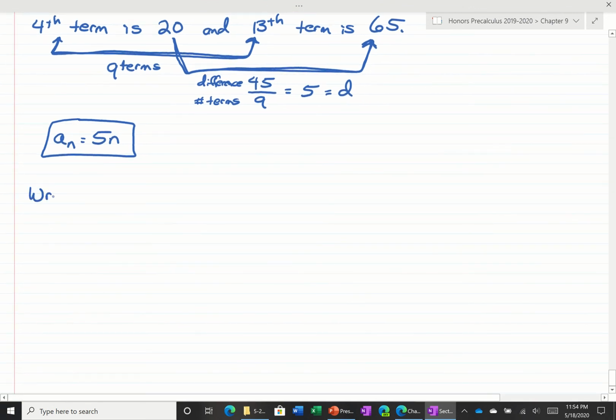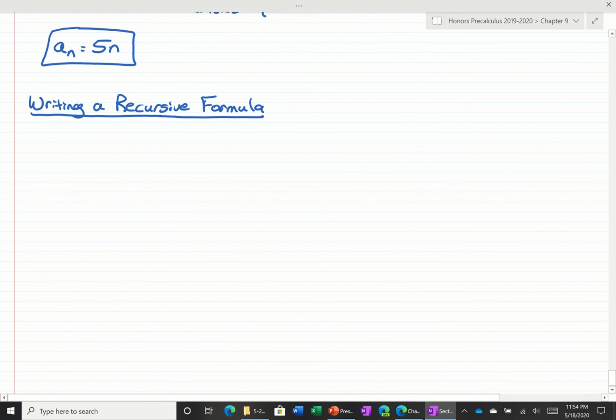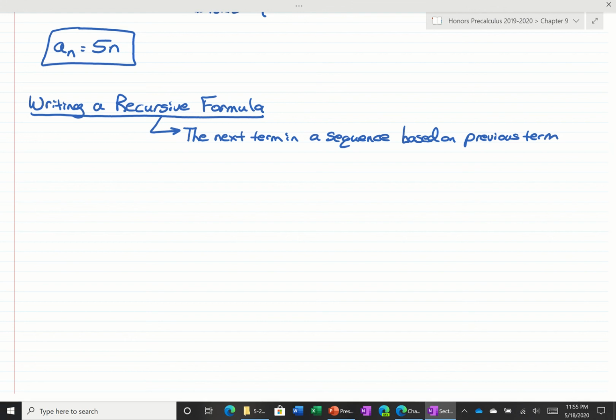Let's talk about how to write a recursive formula. Remember what a recursive formula means. This just means the next term in a sequence is based on the previous terms. Like Fibonacci's sequence, right? So what we could do is we can make a little formula here.